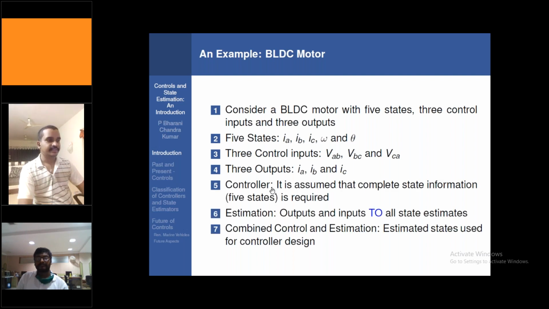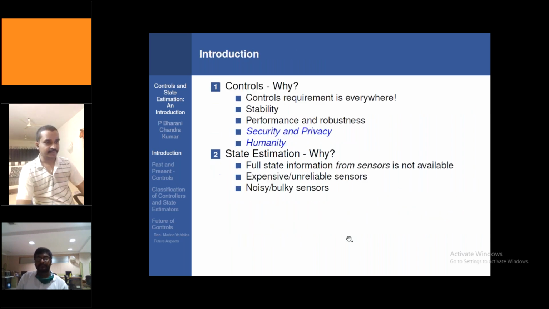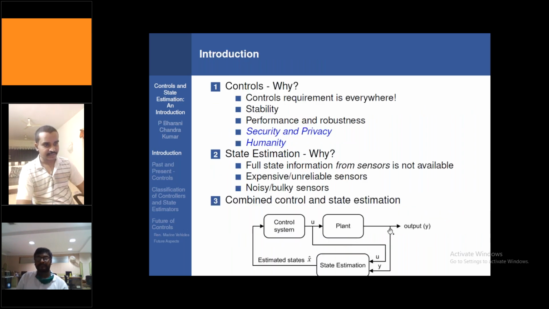The answer is through the outputs. Along with the outputs and inputs, I will estimate all the states. So that's what is happening. In this block diagram, you see, this is the output, this is the input. So I have 3 outputs here. Input is fine. Input is going to the plant and the state estimator. From the 3 outputs, I am trying to estimate the 5 states.